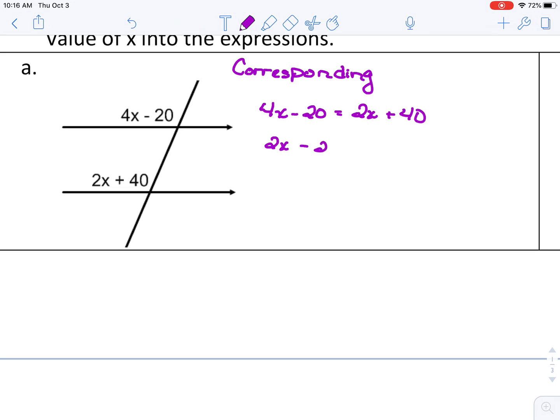I'm going to subtract 2x. I'm going to add 20. Therefore, x is 30. And then if I go to substitute it in, 2 times 30 is 60. 60 plus 40 is 100. 4 times 30 is 120. Minus 20 is 100. We are confirming, yes, they are corresponding. Yes, they are congruent to each other.